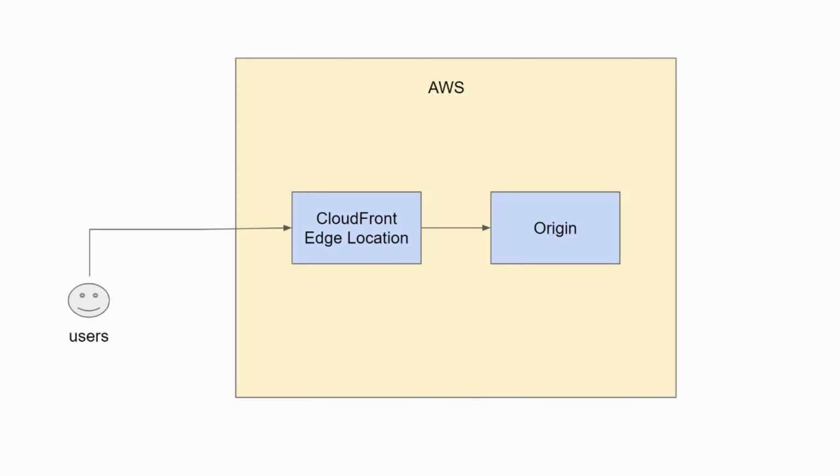The first time the user makes a request, it goes to the origin, which is basically where the file is located. And then it stores it in the CloudFront edge location, which is the cache. All the following requests are going to the edge location and not to the origin.